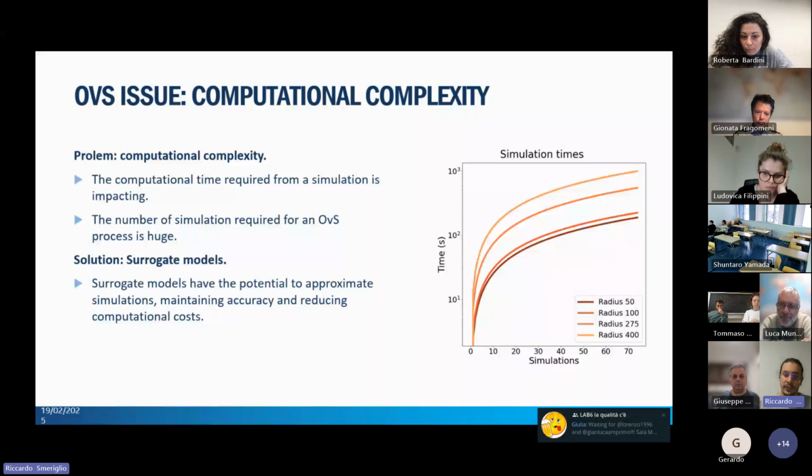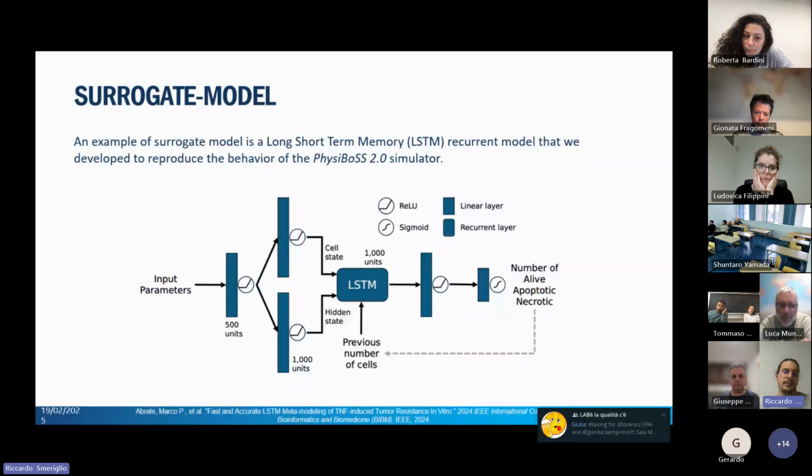So as you can see in the figure at the right, for example, 70 simulations will require more than 1,000 seconds. And this is too much if we want to run 70,000 simulations. So in particular, we developed, in a quite easy use case, our tumor spheroid subjected to TNF stimulation, an LSTM, long short-term memory network, surrogate model to replace the simulator.